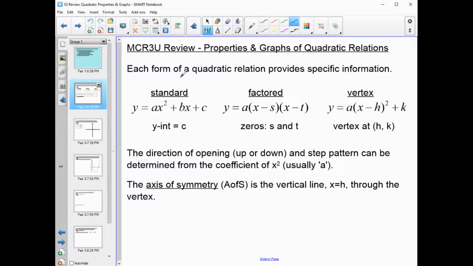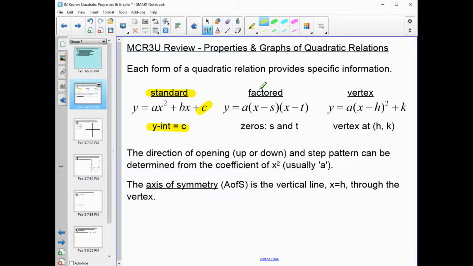So let's start off with a recap of the different forms of a quadratic relation and the information that you get from those forms, because each of those forms gives you a different piece of useful information. For example, in standard form, which is the first one I've got here, the most useful piece of information is going to be from this C parameter, and that's going to give you the y-intercept.